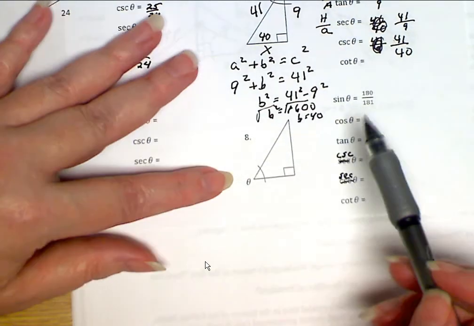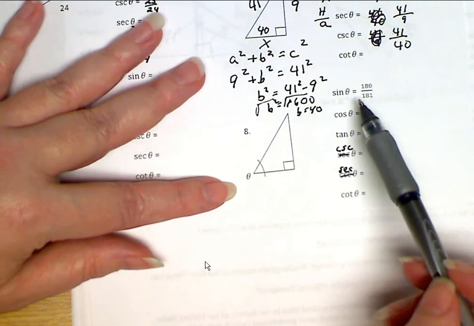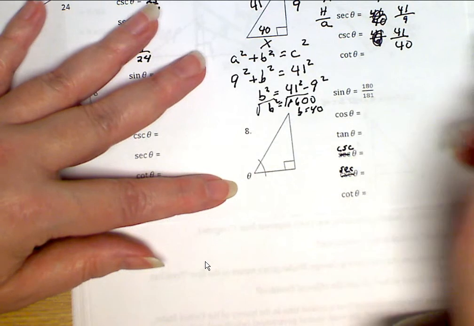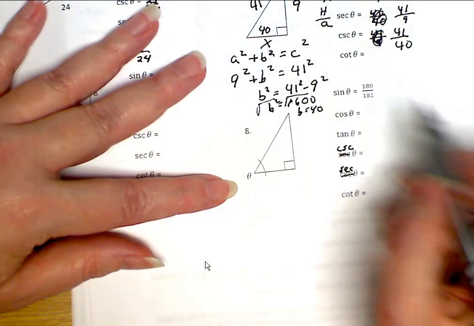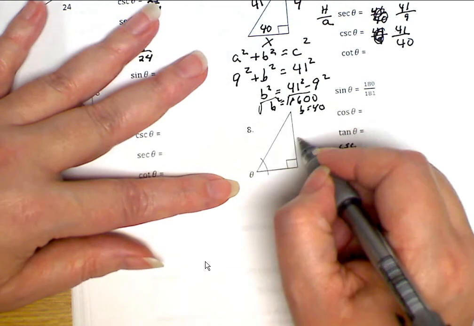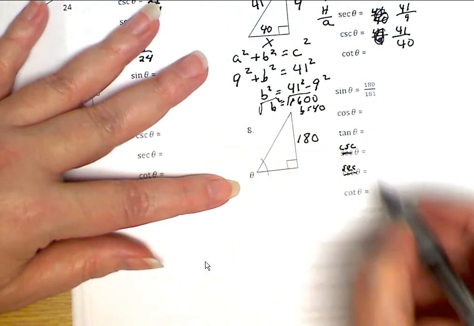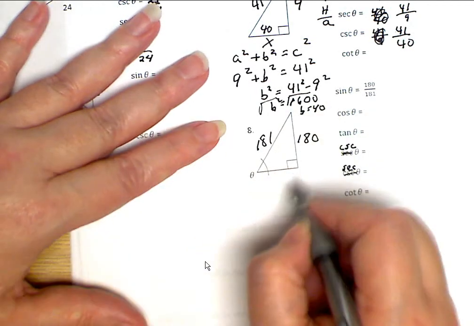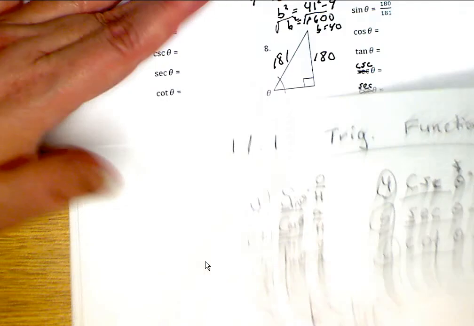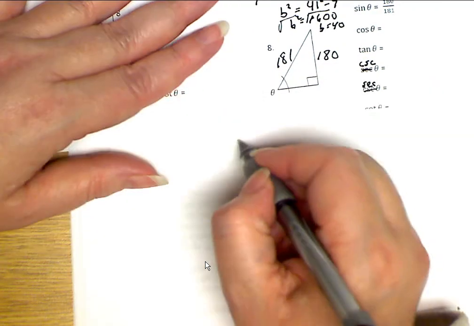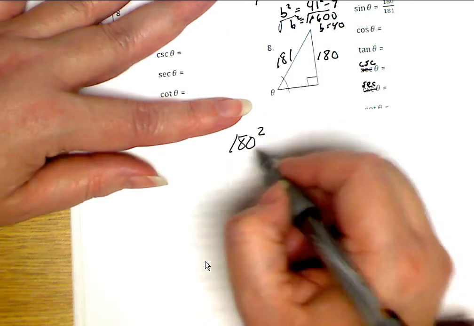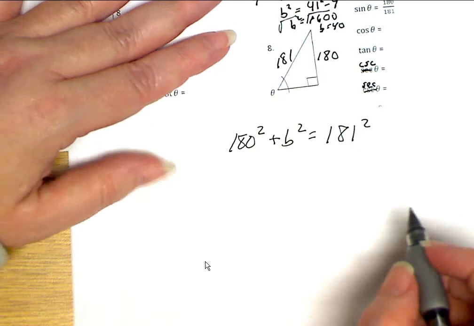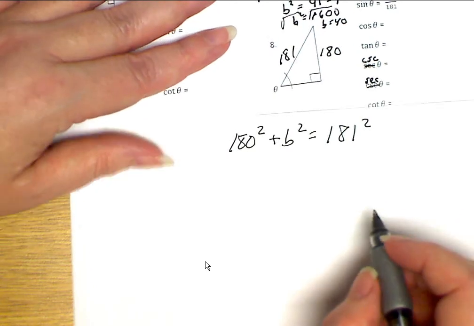Yep. So we have here, ladies and gentlemen, sine of theta. Sine of theta, remember, is our opposite over hypotenuse. So opposite is 180. Hypotenuse is 181. How do I find this? 181 squared equals 180 squared plus b squared. So b is what? 19?